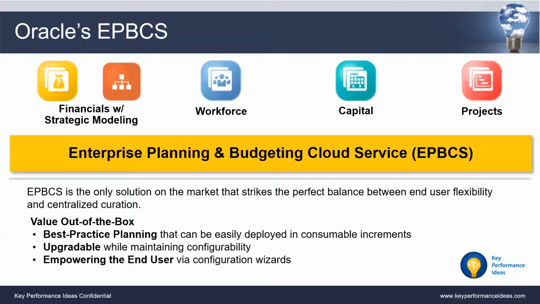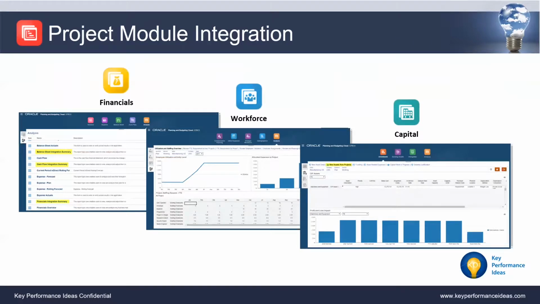So Oracle has identified these four business processes as not only being in high demand, but also having relatively unique planning and budgeting characteristics that would require some level of customization. So simply, Oracle has already gone ahead and pre-configured or pre-customized these databases to accommodate those needs. Now, before we move forward, I do want to point out that the project module does integrate with financials, workforce, and capital, but that will not be covered in today's demo.